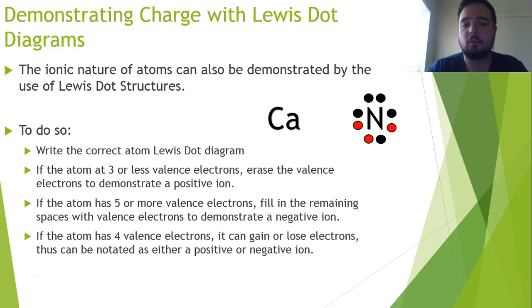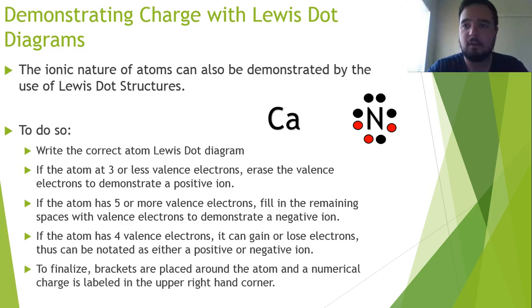And then if it has 4 valence electrons, it can gain or lose electrons. So for example, carbon can lose or gain. It just depends on what it is. So you just make sure that if your carbon's losing electrons, then you're going to make it a cation. If it's gaining electrons, you're going to make it an anion.